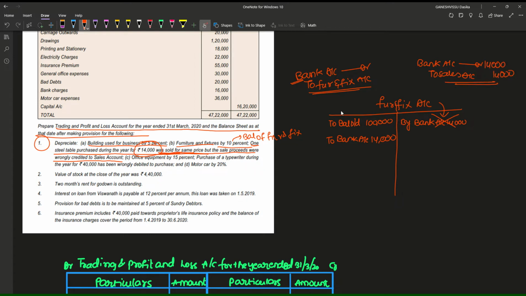This is what they wrote as the entry. This was wrongly credited to the sales account, right? They wrote this is the correct entry and this is the wrong entry. This is to be rectified, for which we write the entry: sales account debit to furniture and fixtures.